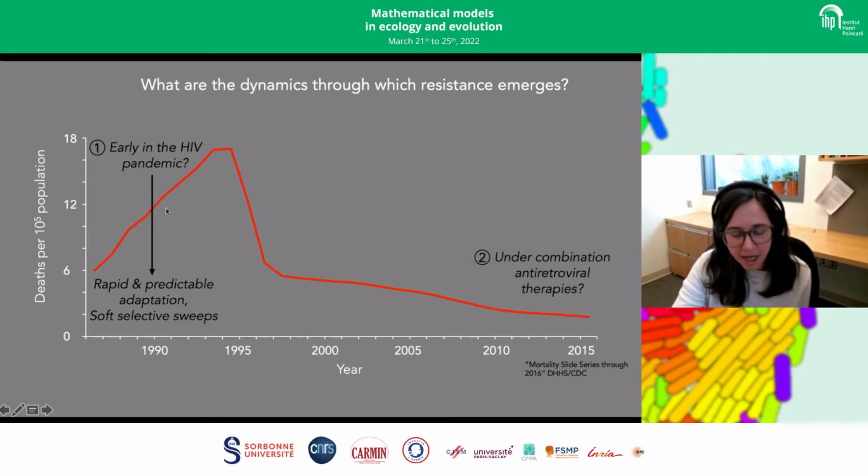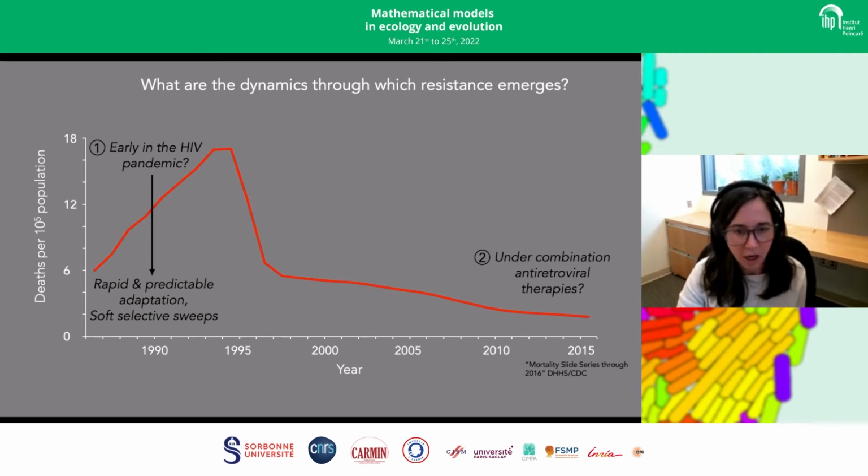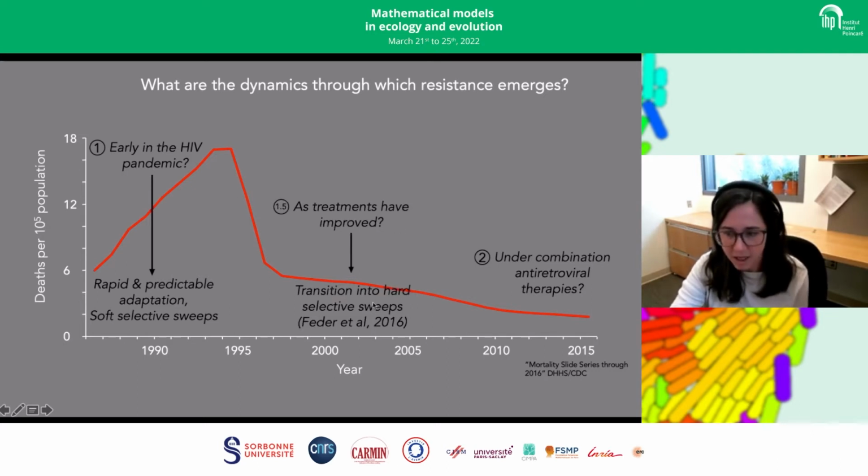Okay, so this is not where we are today. Since then, we've made huge strides in improving the rates of drug resistance. And I already gave you a hint that the way we've done this is by combining drugs into efficacious combination therapies that target multiple stages of the viral life cycle so that no single drug can confer resistance. I want to put in a little side note that as these treatments have improved, we have seen a transition from soft selective sweeps to hard selective sweeps.